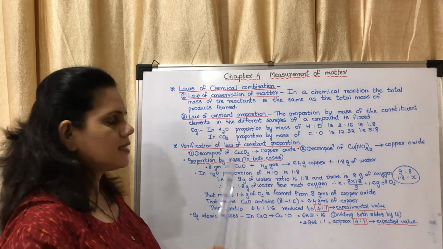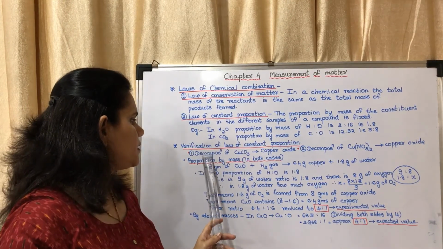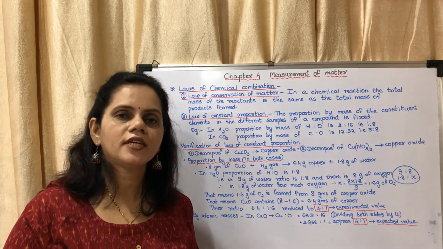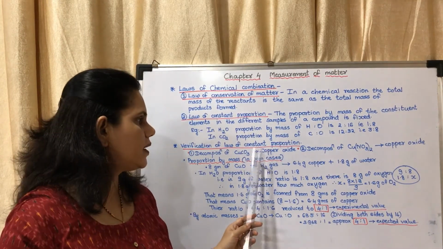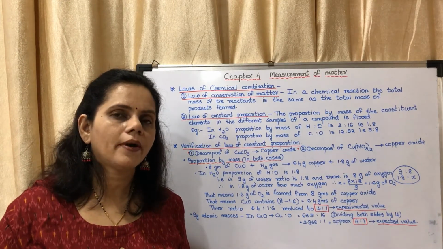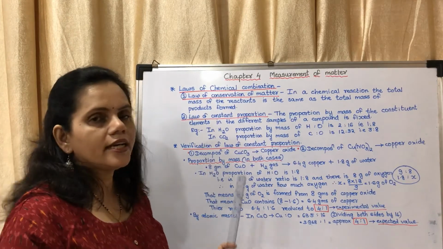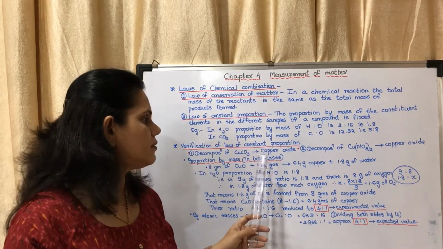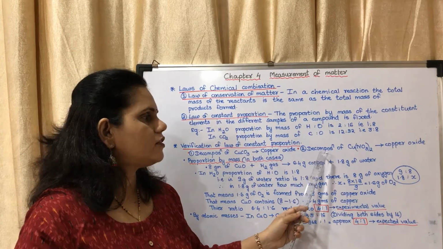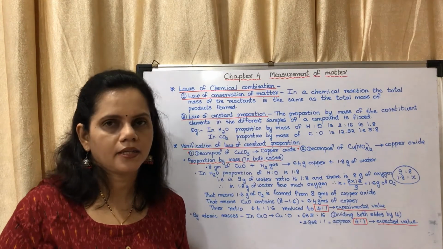In that case there are two experiments. In the first one, decomposition of copper carbonate. You have to take two compounds, copper carbonate and copper nitrate. You have to decompose copper carbonate, it will form copper oxide and some other compound. You have to decompose copper nitrate, it will form copper oxide and some other compound.